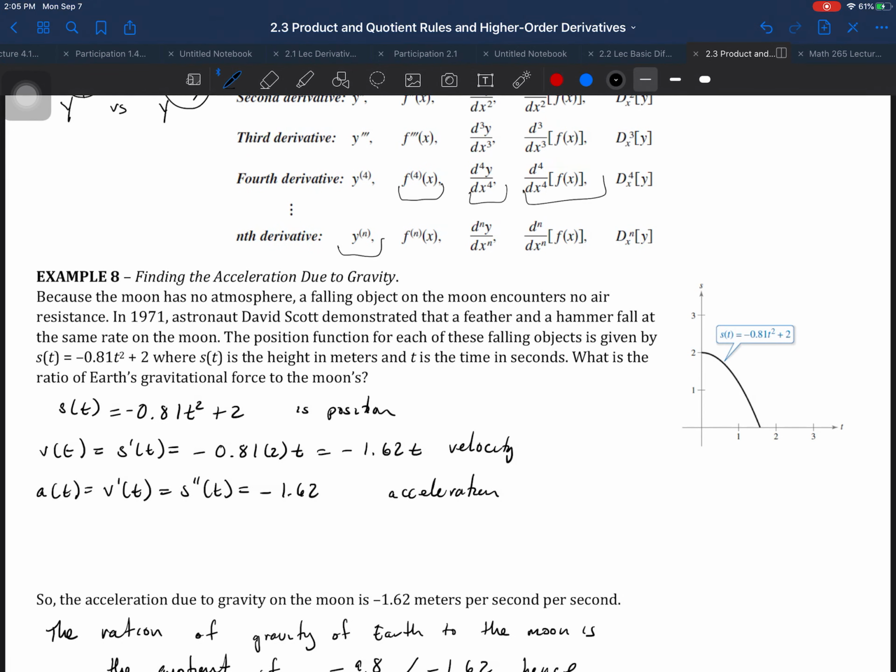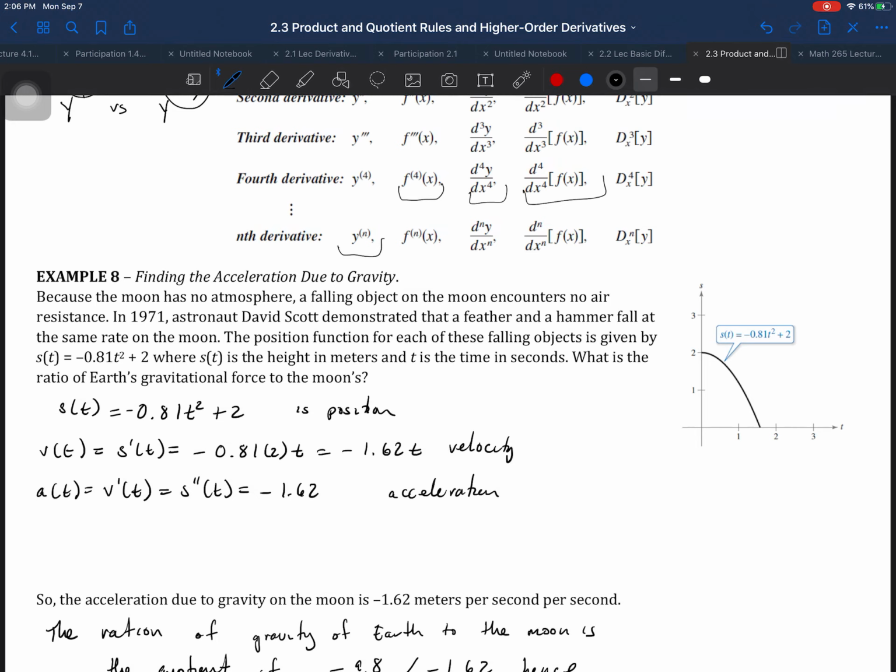Because the moon has no atmosphere, a falling object on the moon encounters no air resistance. In 1971, astronaut David Scott demonstrated that a feather and a hammer fall at the same rate on the moon. The position function for each of these falling objects is given by s of t equals negative 0.81 t squared plus 2, where s of t is the height in meters and t is the time in seconds. The question is, what is the ratio of Earth's gravitational force to the moon's gravitational force?